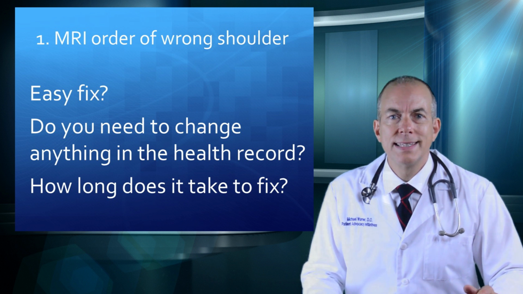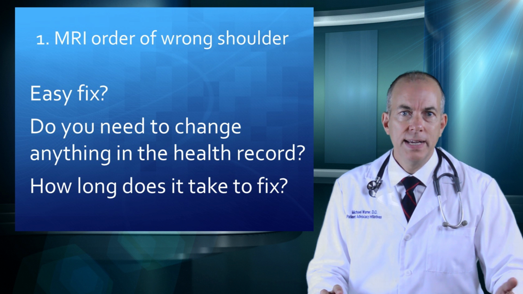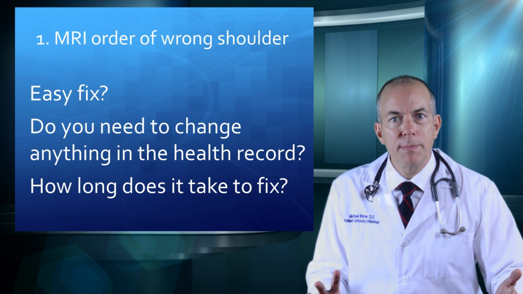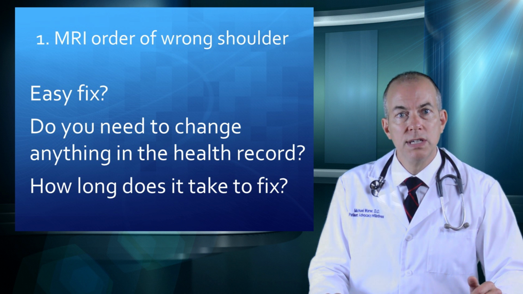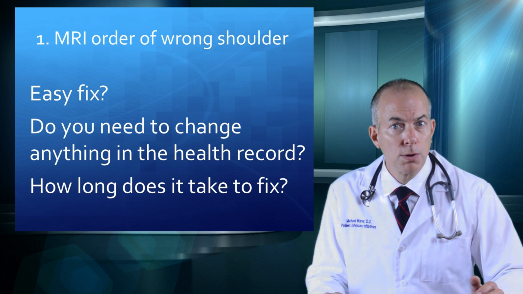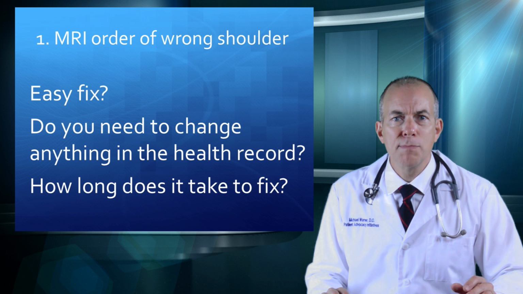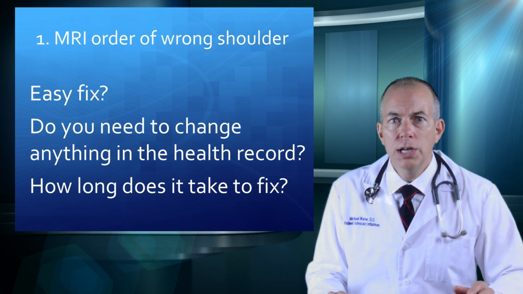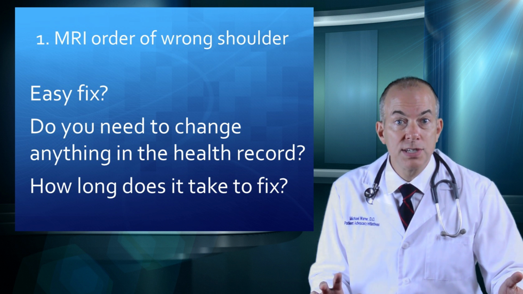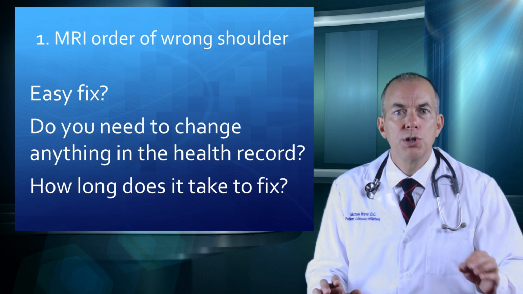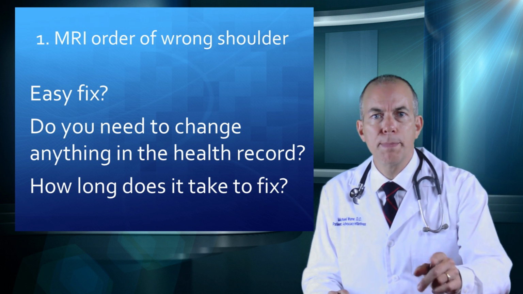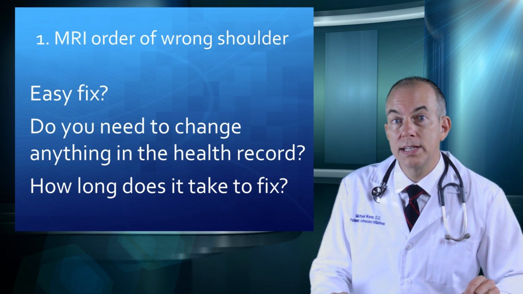Regarding the MRI, this is a laterality error. How will your staff remedy the MRI order? Is it an easy fix, or is there a chance that another error could occur? Does the staff member need to notify you? Do you need to change anything in the patient's health record? To create a sense of urgency, what if the patient discovers the error on the way to the MRI center?